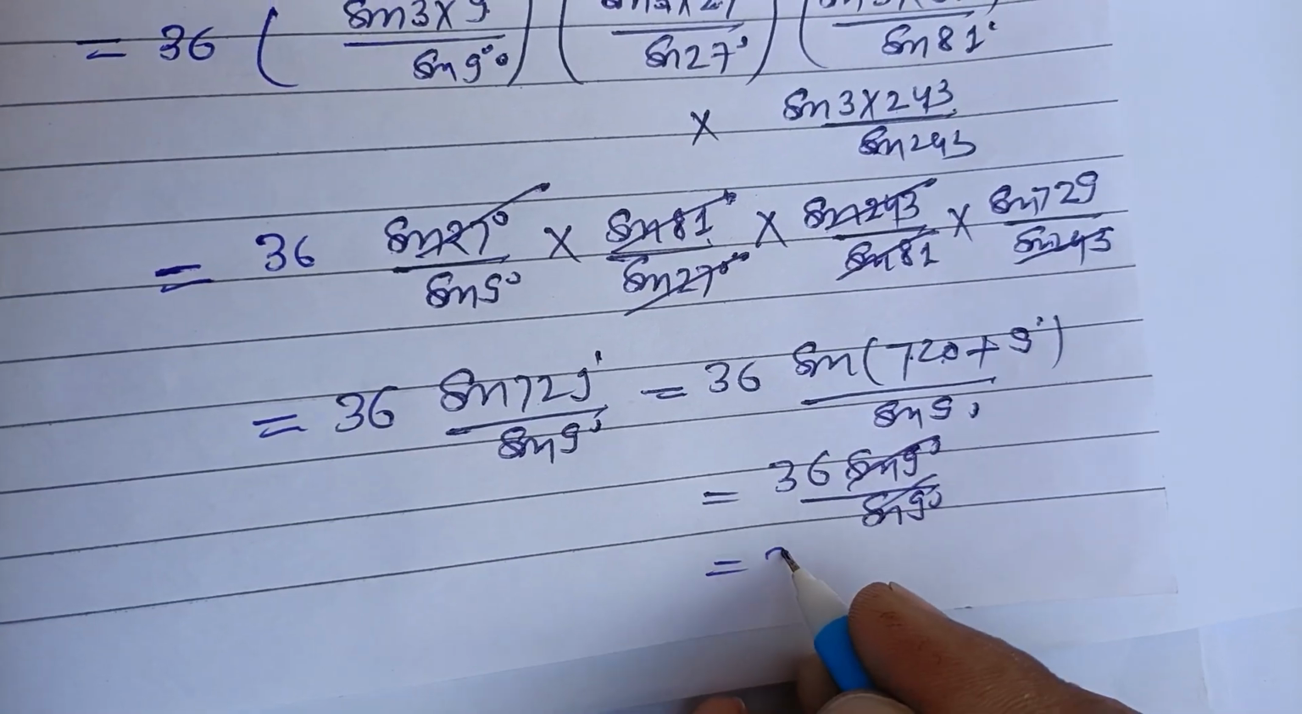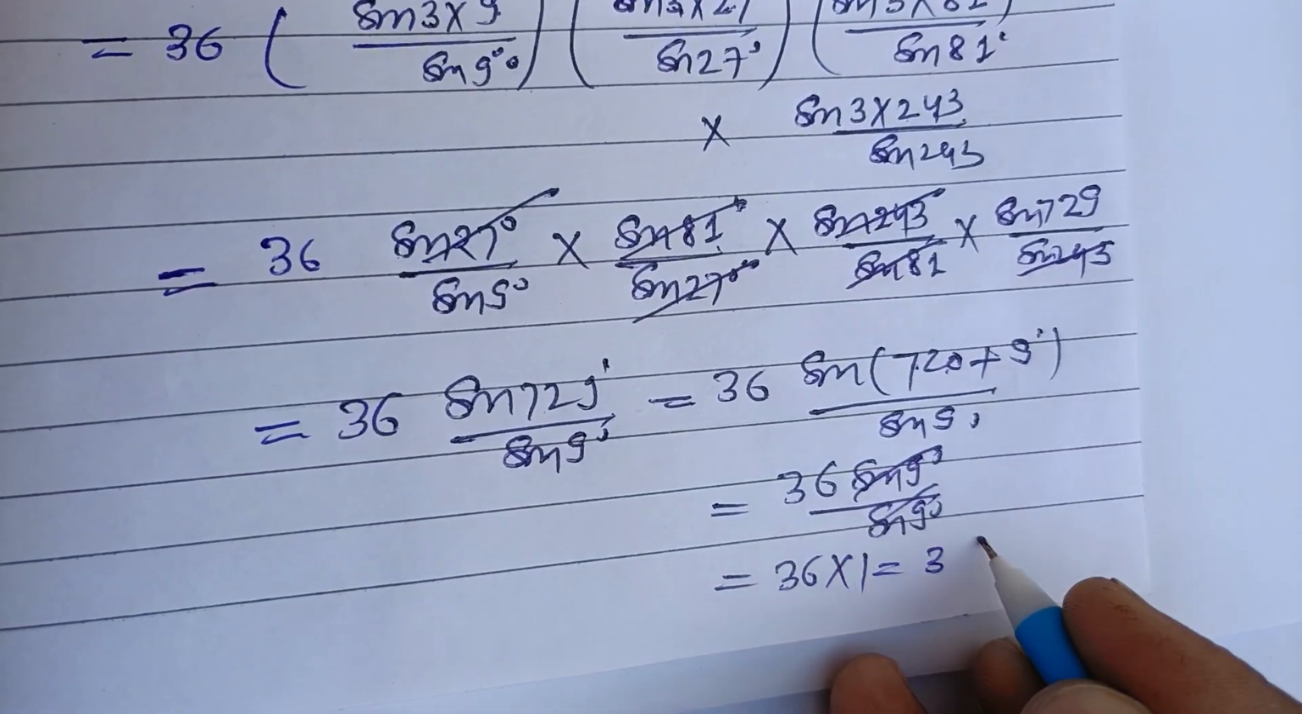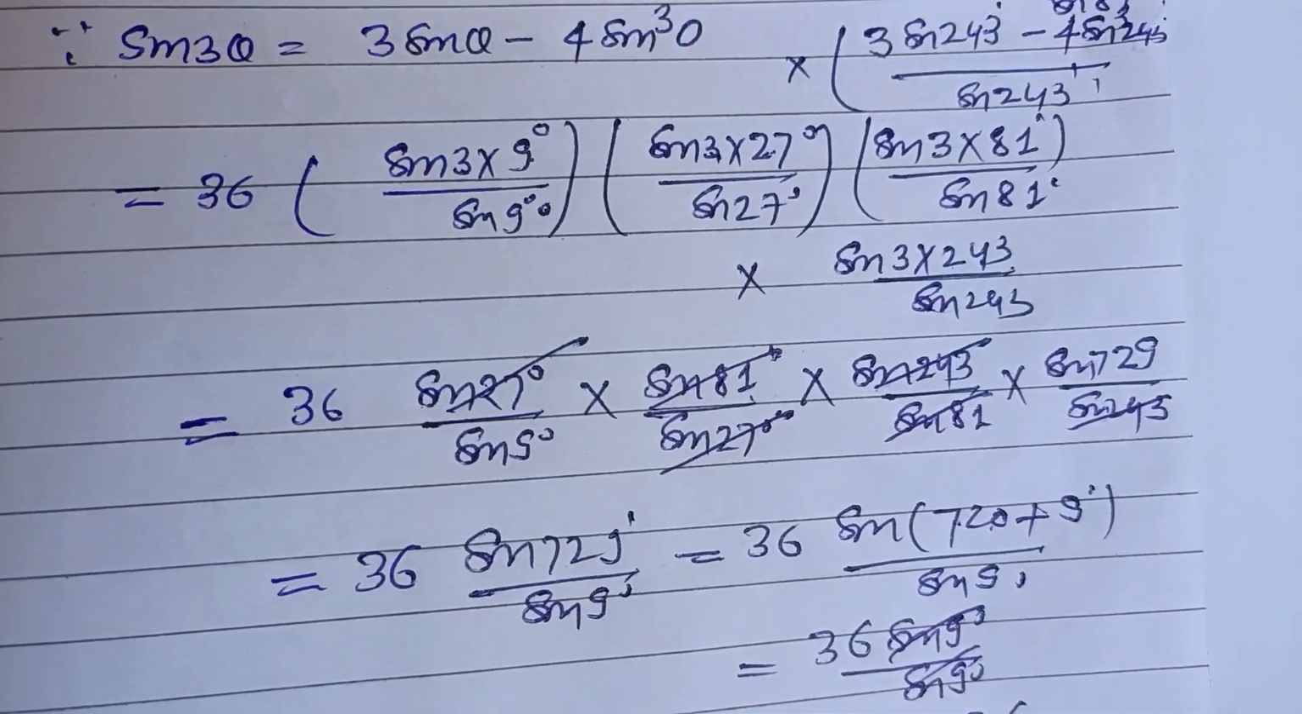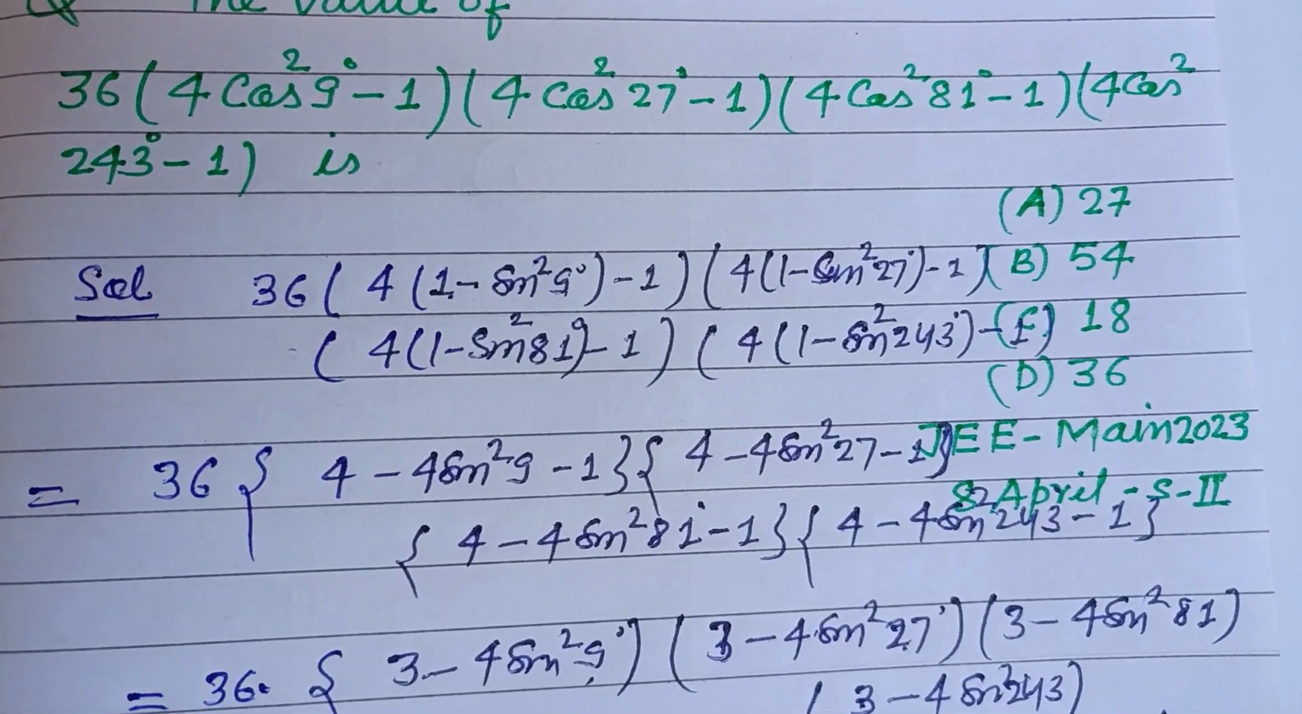So this is divided by 1. We got 36 into 1. This is 36. The value of this is 36, which is found in option D.